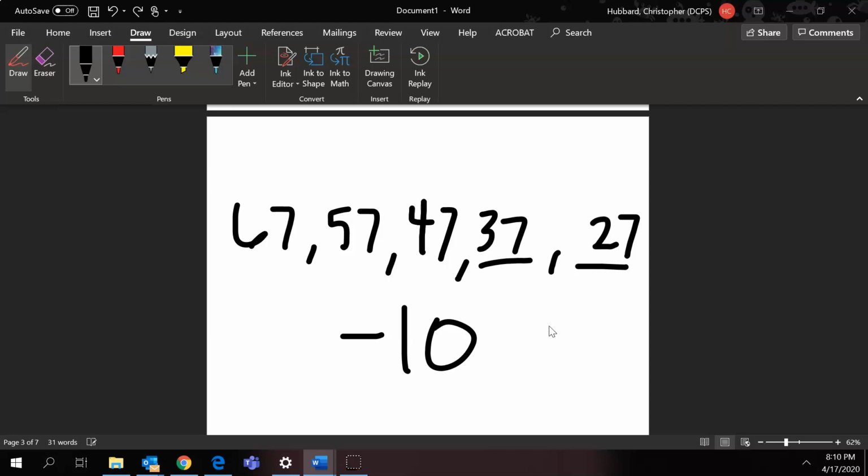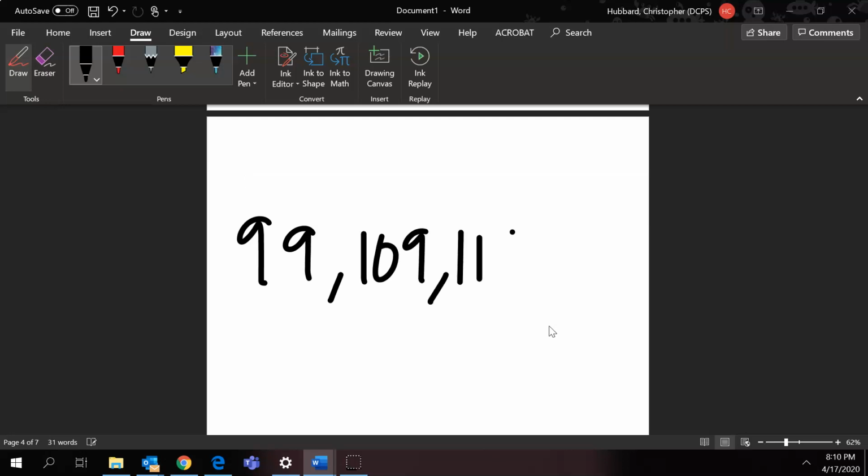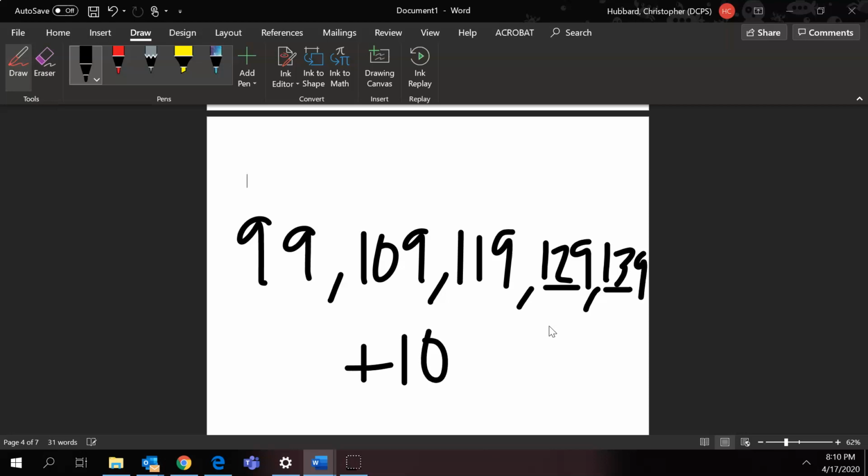Let's try another one together. If I wrote 99, then 109, then 119, blank, blank, and said go, you would write 129, 139, and the rule is 10 more. Sound good? All right. Let's clear our board and try another one.